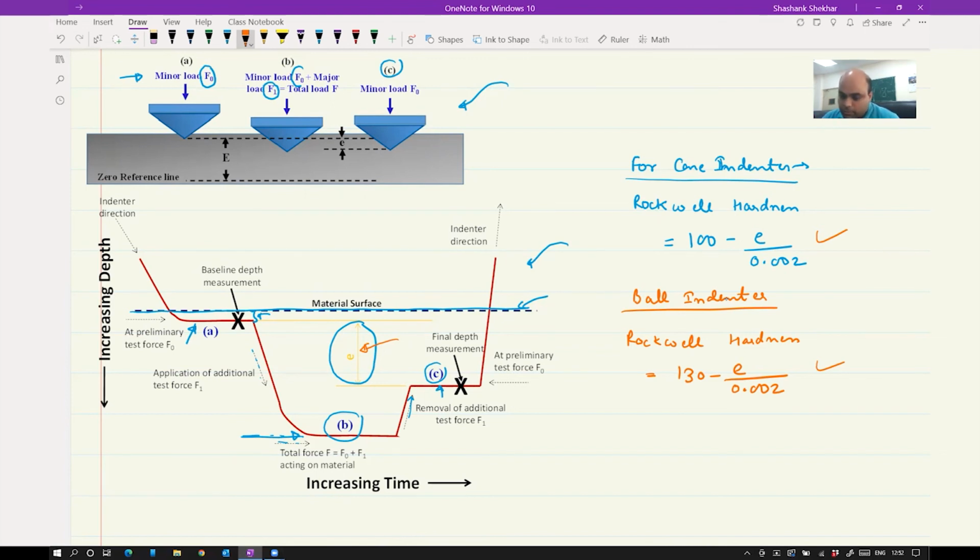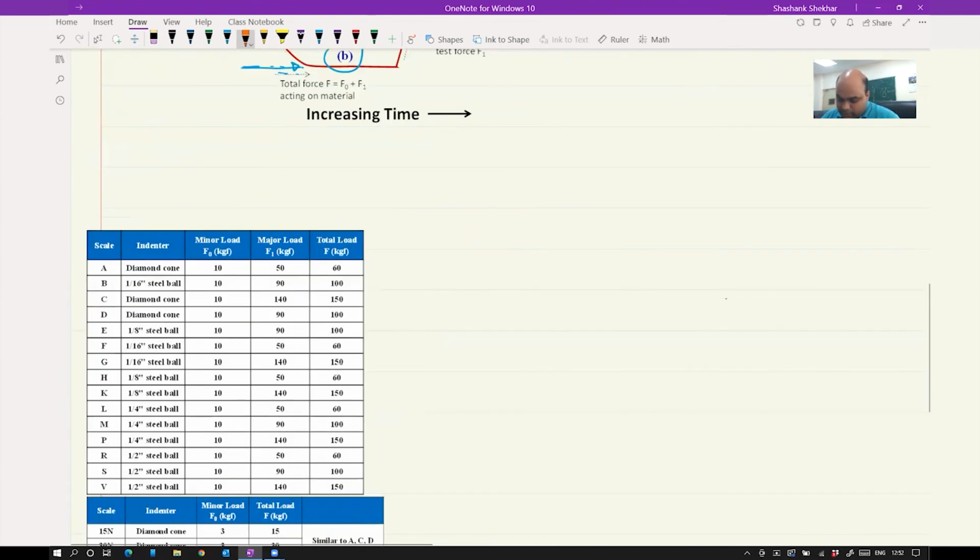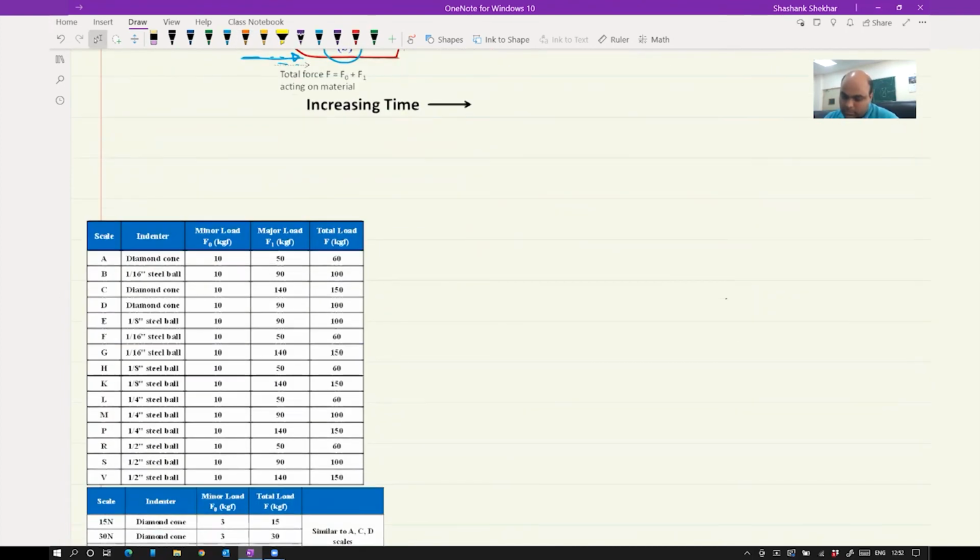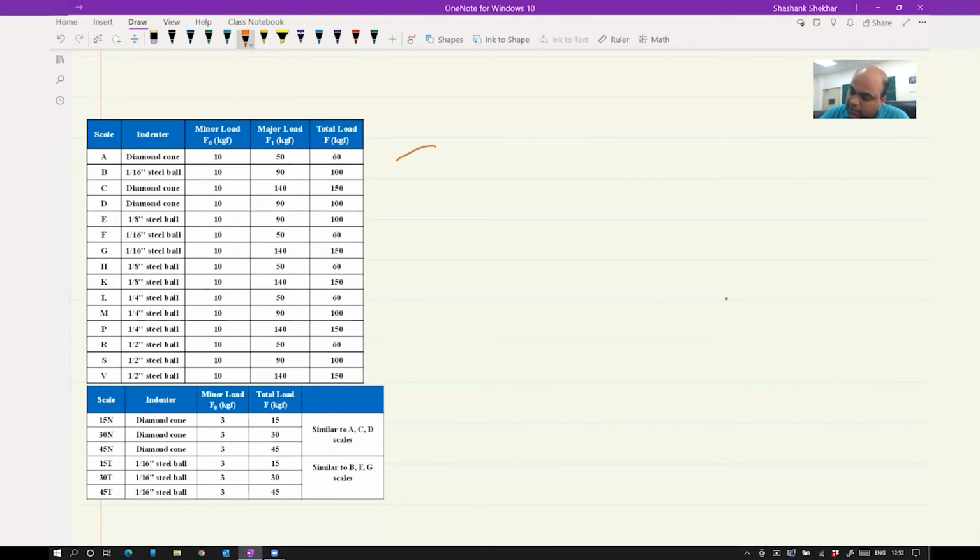Here I am showing you a table. This is for regular Rockwell. This is your Rockwell scale overall. And this is for superficial.